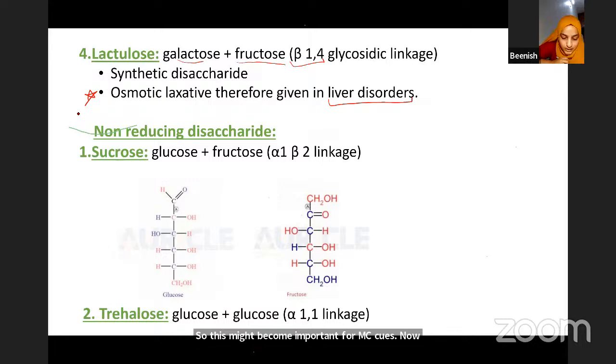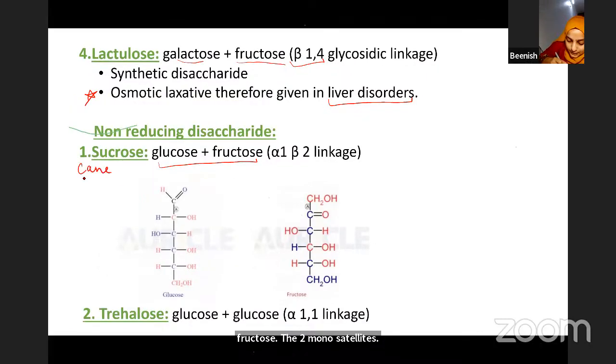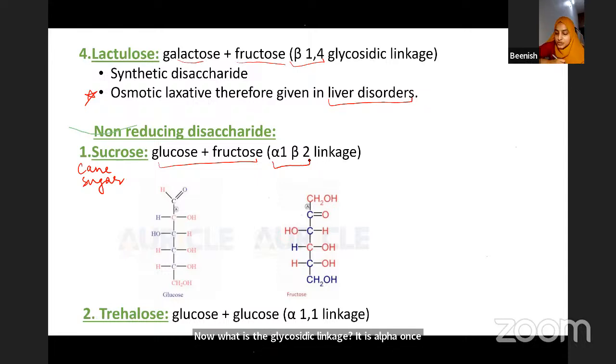Now, what are non-reducing disaccharides? They are sucrose. Your sucrose is composed of glucose and fructose. So, the two monosaccharides of sucrose are glucose and fructose. Your sucrose is also known as cane sugar. Now, what is the glycosidic linkage? It is alpha 1 beta 2 linkage. So, your glucose is in alpha conformation and your fructose is in beta conformation, and it is alpha 1. So, here the carbon 1 is forming a bond with carbon 2.